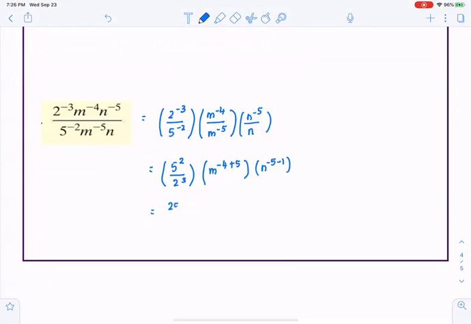So 25 over 8 multiplied by 5 minus 4 is 1, so we have m. N raised negative 5 negative 1 is negative 6, which we can move to the denominator and have it as 25m over 8n raised 6. And that concludes exponents and scientific notation part 2.